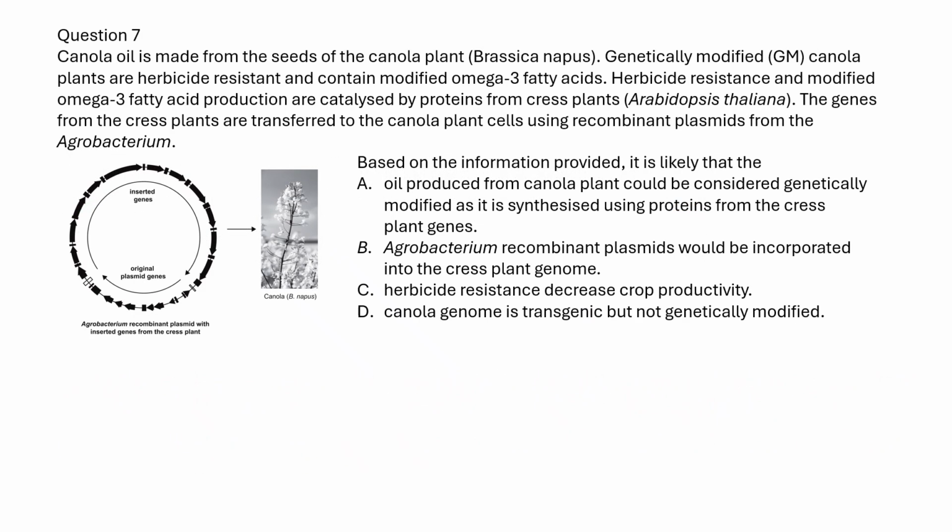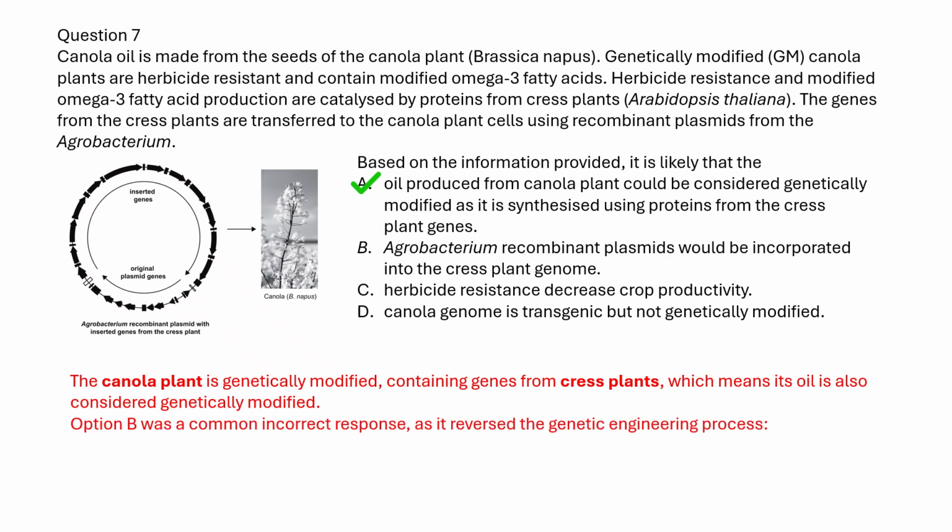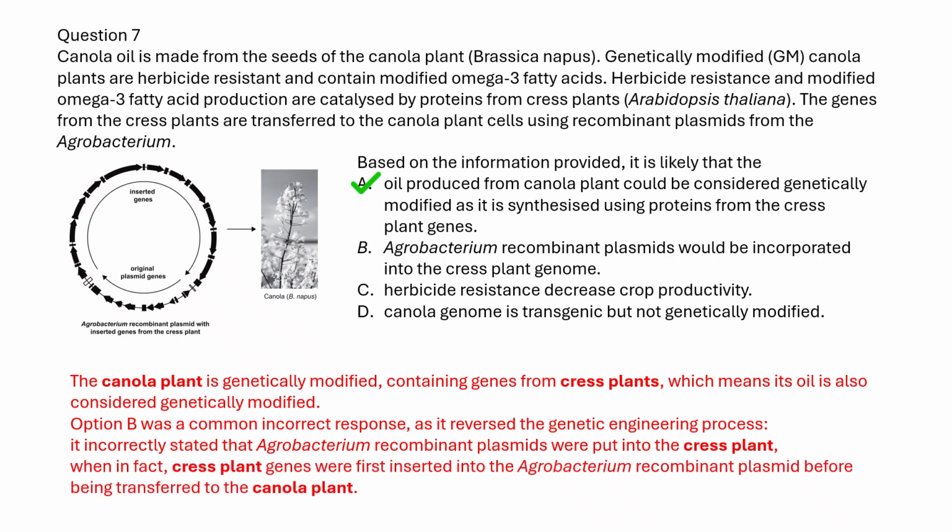The canola plant is genetically modified, containing genes from cress plants, which means its oil is also considered genetically modified. Option B was a common incorrect response, as it reversed the genetic engineering process. It incorrectly stated that Agrobacterium recombinant plasmids were put into the cress plant, when in fact, cress plant genes were first inserted into the Agrobacterium recombinant plasmid before being transferred to the canola plant.